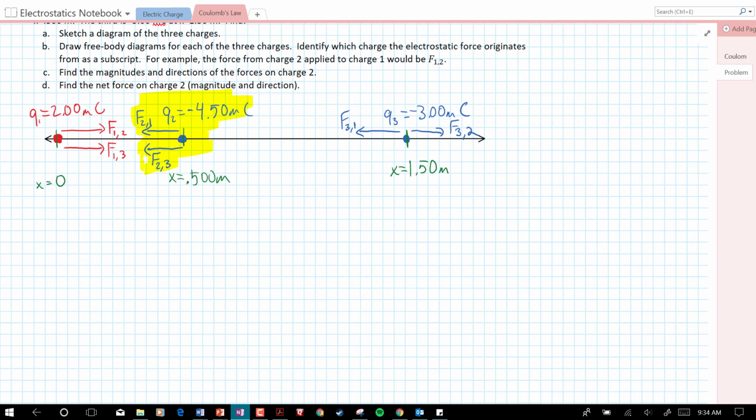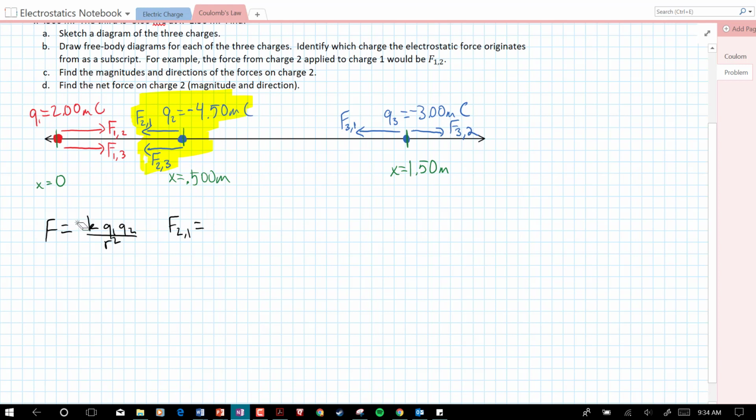We know all of our electrical forces obey Coulomb's law. F equals negative K Q1 Q2 over R squared. So let's just look at the force on 2 from 1. Force on 2 from 1 is equal to, did I add a negative sign there?